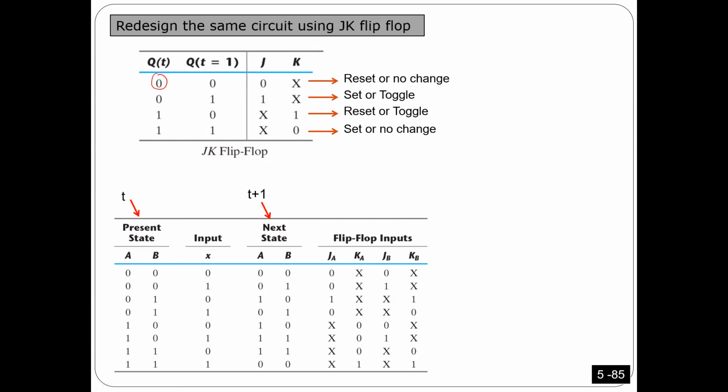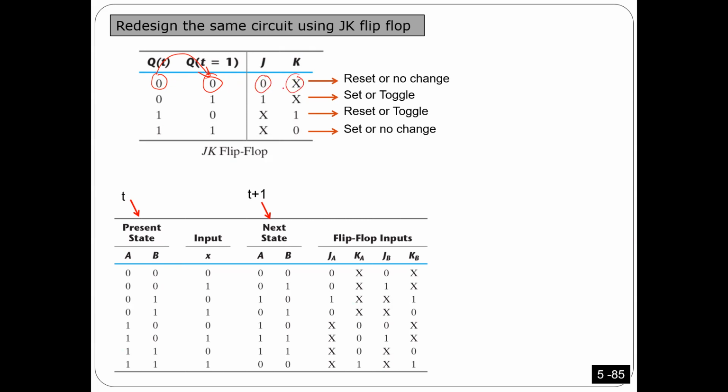If the current state is 0 and I want the next state to be 0, what should be the input of the flip-flop in this case? In this case, it can be two things, not one thing. Look here, J has to be 0, K has to be X.